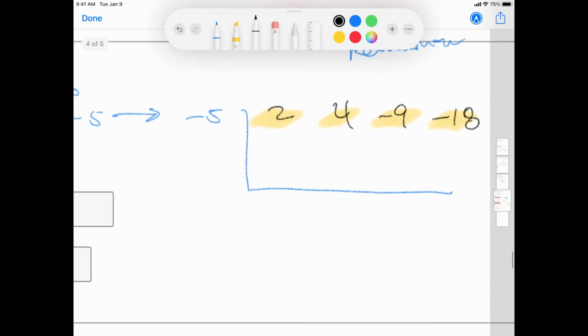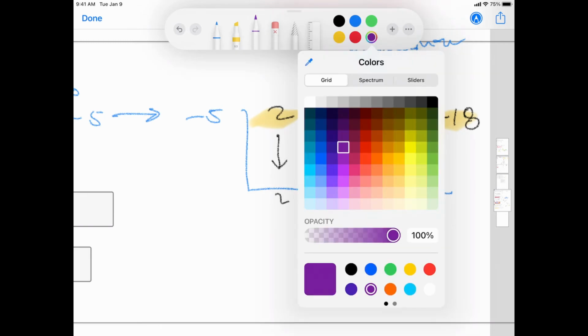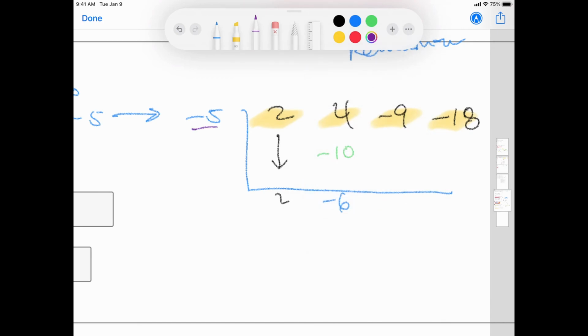I'm going to bring down the first one, and then I'm going to multiply diagonally. Negative 5 times 2, which is negative 10. And then I'm going to go ahead and add down, which will give me a negative 6. And then again, I'm going to multiply diagonally. So negative 5 times negative 6, that gives me a positive 30. And then I'm going to go ahead and add down. 30 plus negative 9 is a positive 21.